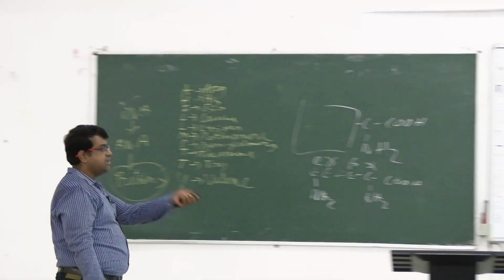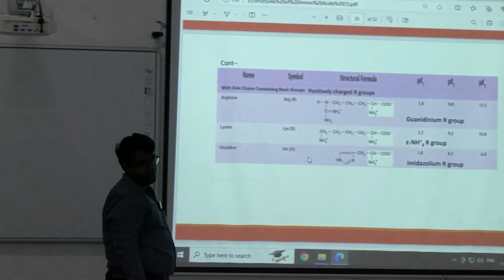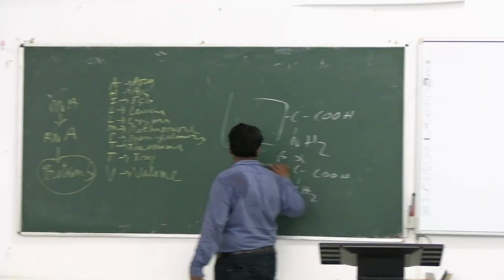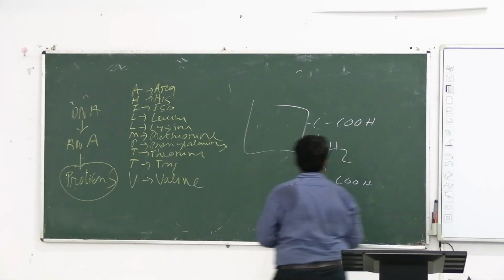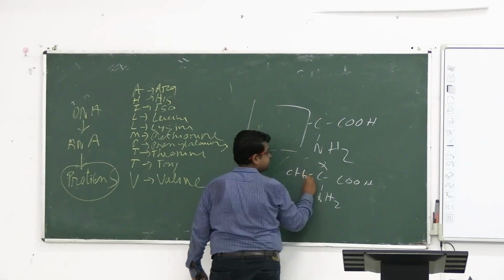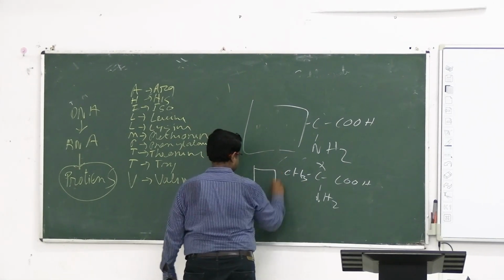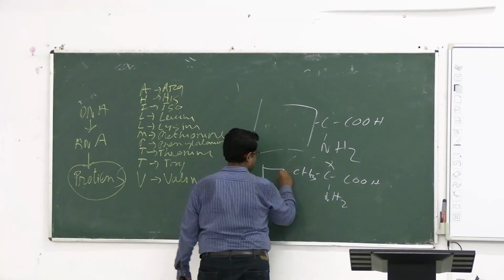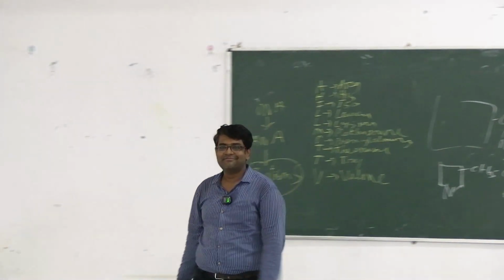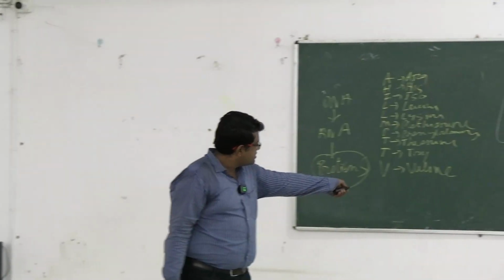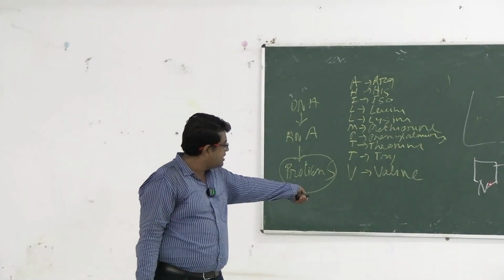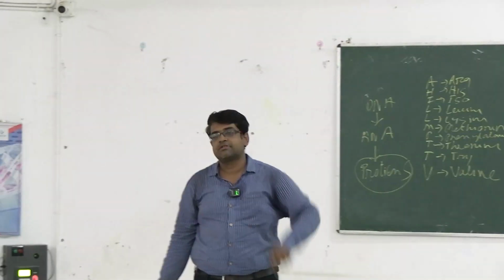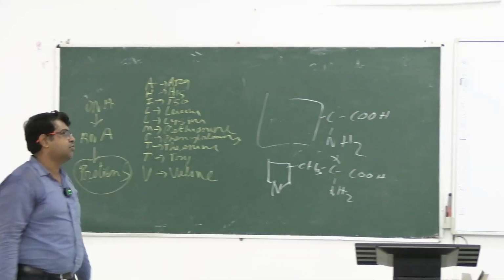And finally come to histidine. It has an imidazolium group. Just put a CH2, put a pentagon with a nitrogen over here and your job is done. This is the basic structure, put a CH2 and then a pentagon with a N downside. This is your imidazolium group, which is the part of histidine.